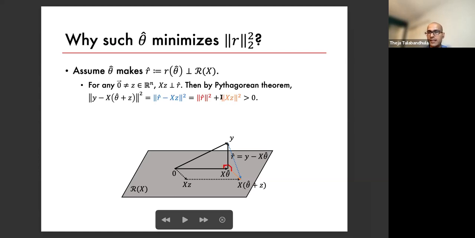The xz 2 norm square, we saw the definition, right? It's the sum of squares of the entries, so it is going to be non-negative. So any other theta that I pick other than the one which is perpendicular is always going to be higher, because there's an extra non-negative term. And so the lowest you can go is when you are actually perpendicular. That's why that's the theta that minimizes the 2 norm square.